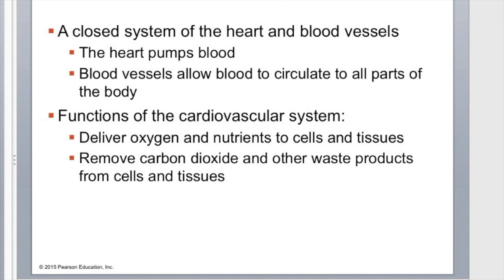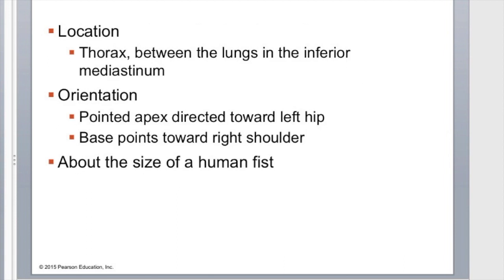It doesn't actually move the oxygen from the blood to the cells. It simply transports it. So it's like the trucks on the highway bringing food to the grocery stores. All right, it's located in your chest, or in your thorax. It's in between your lungs.